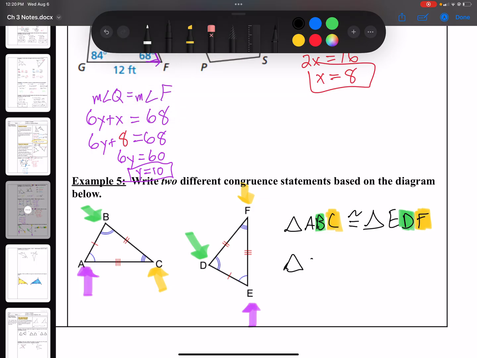Instead of ABC, I'll write CBA, which means what was equal to C? F. So F has to be first. B was equal to D. And then what was equal to A? E. So there you go. There's an example of 2 different congruent statements based on the diagram.